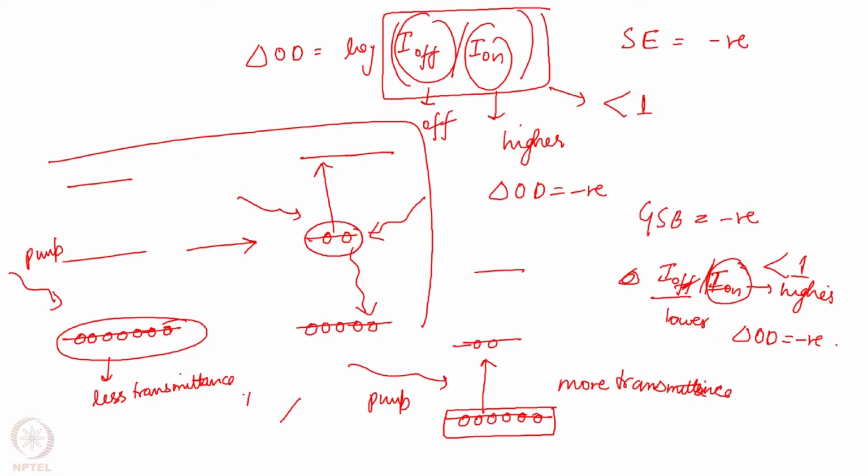So we can write it here. So this will be higher. Oh sorry, this will be lower in this case, and this will be higher. So this value will be greater than 1, from which we can see that the delta OD value will be greater than 1.